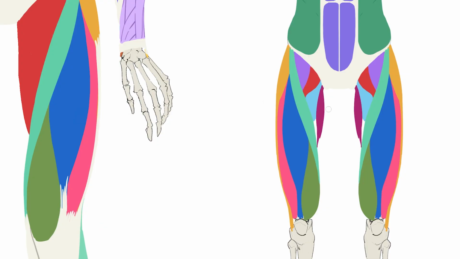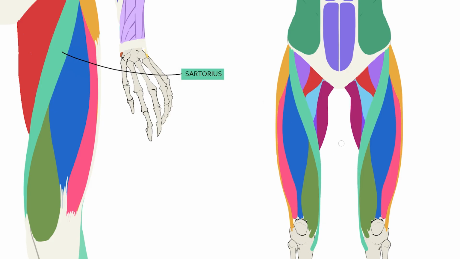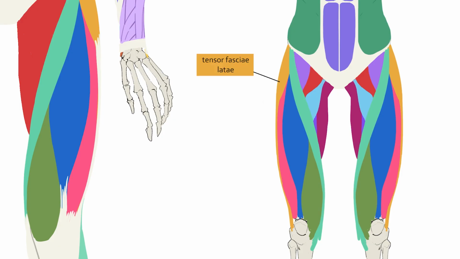On top of the quadriceps lies the sartorius. It originates on the anterior superior iliac spine and allows the hip to flex as well as rotate the leg away from the body. Along with the sartorius, the tensor fasciae latae and the iliotibial band also help abduct the leg away from the body.